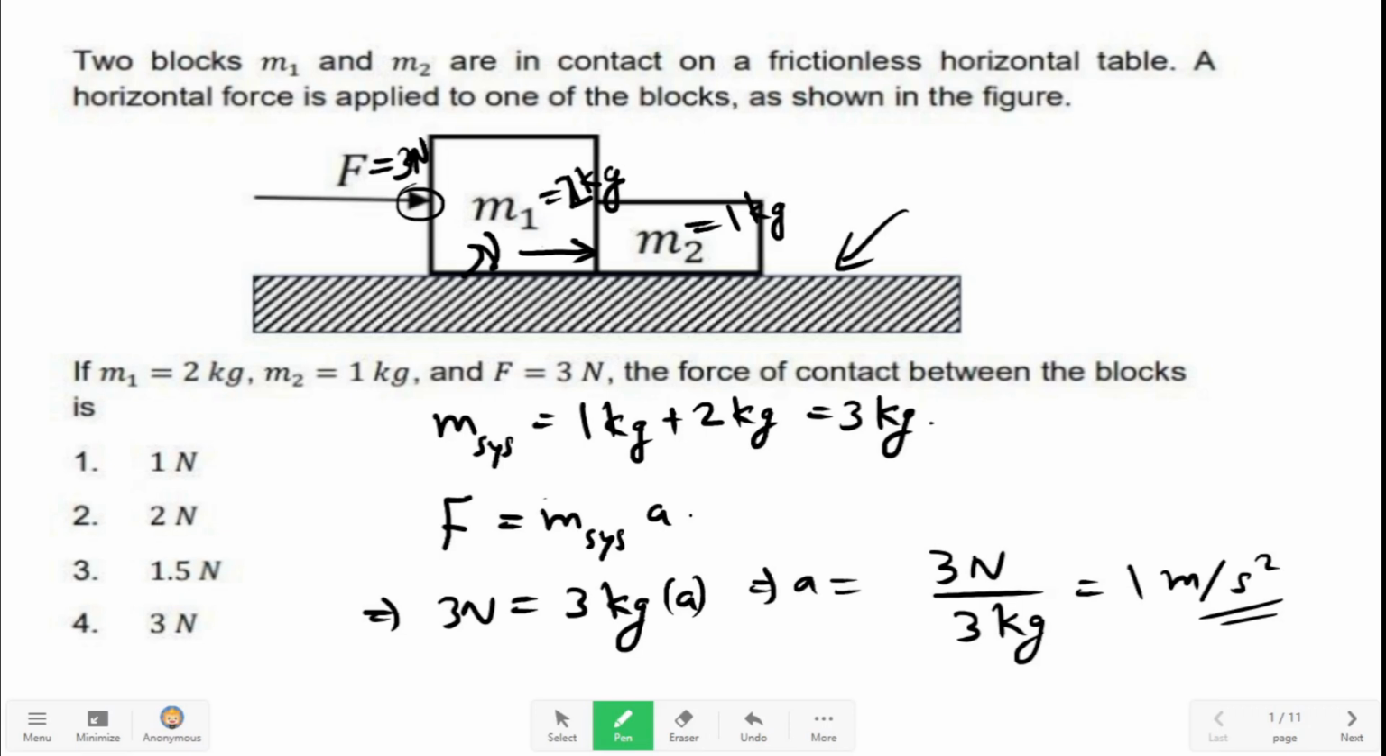Now what is the acceleration of M2? The acceleration of M2 is the same as the system's acceleration. So when we apply Newton's second law to M2, we will get N is equal to mass times acceleration, since this is the only force acting on M2. Mass of M2 is 1 kilogram times acceleration of M2, 1 meter per second square. Therefore we get contact force is equal to 1 Newton. This N is the contact force. So the correct answer is option 1.